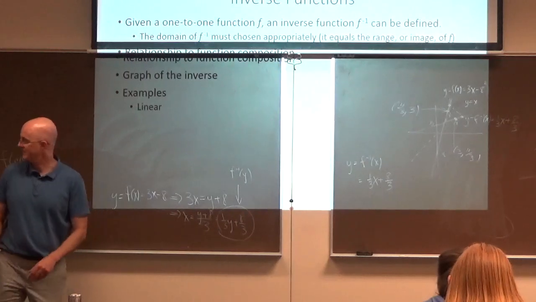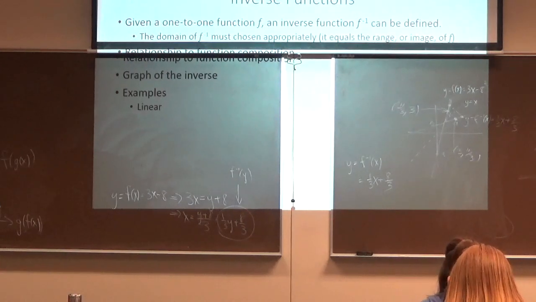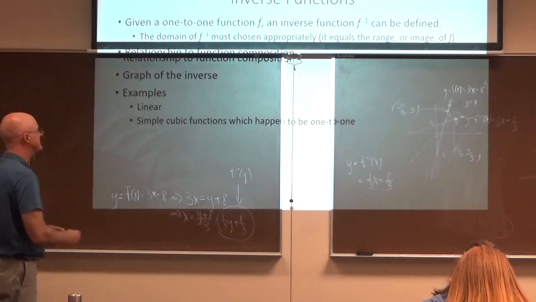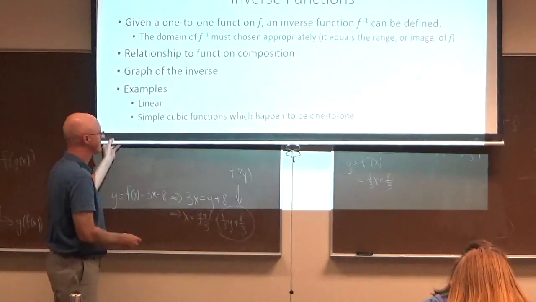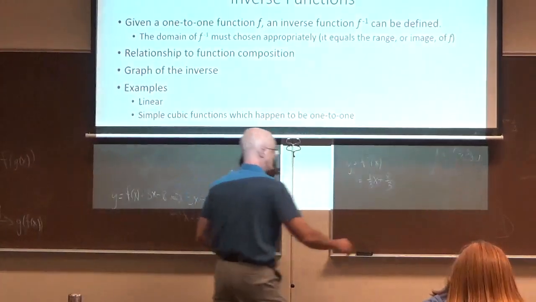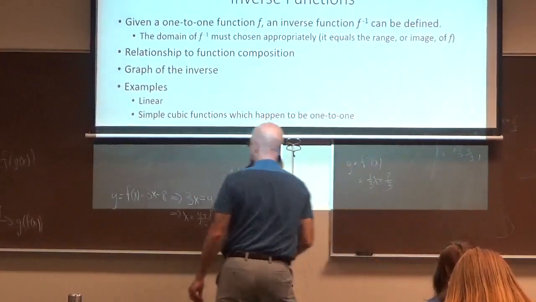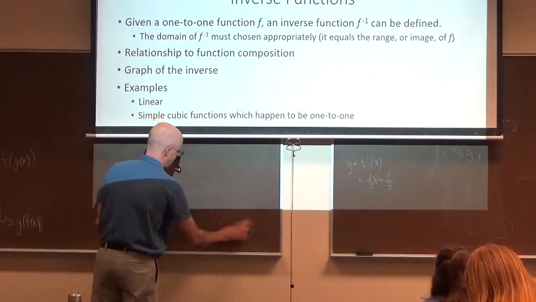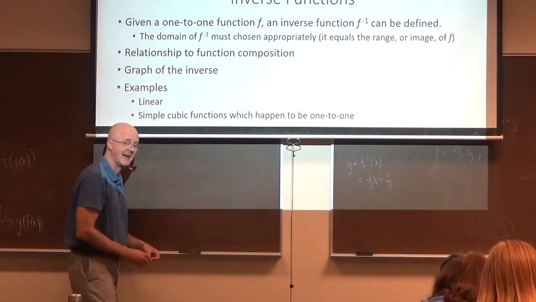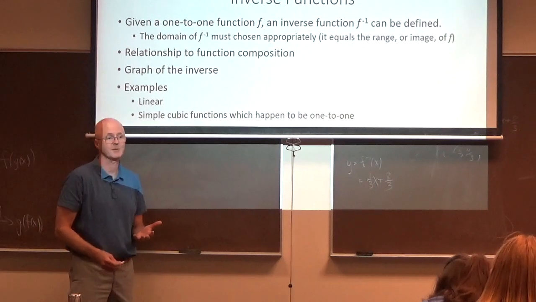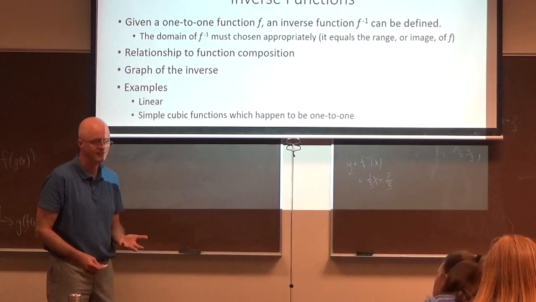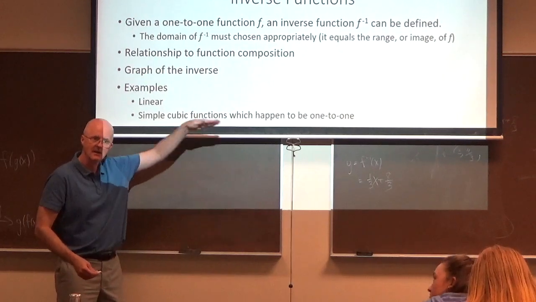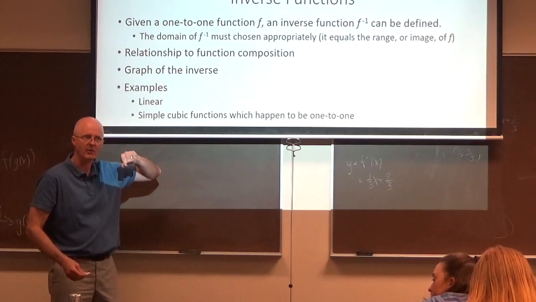How about another example? How about a simple cubic which also happens to be one-to-one? Well, we can't do this for arbitrary cubics, and we actually even can't do it so easily for arbitrary cubics that are even one-to-one. Remember what one-to-one means. It passes the horizontal line test. No horizontal line goes through it more than once.